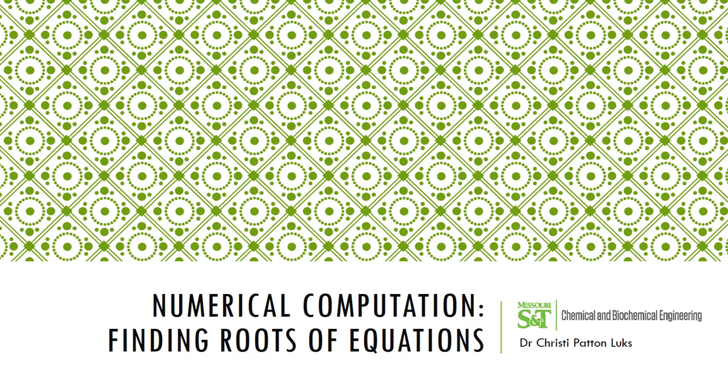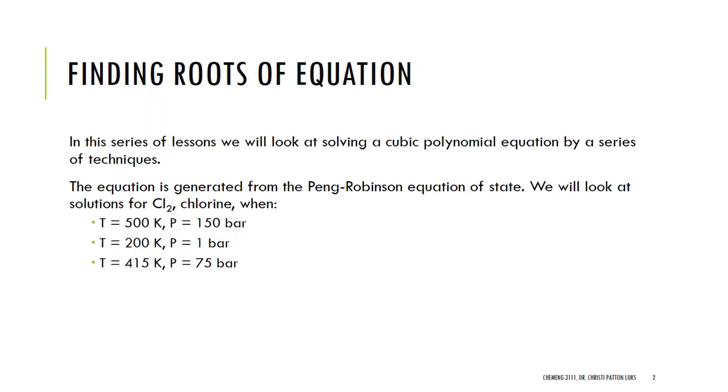In this set of video lessons, we're looking at techniques for numerically computing the value for roots of equations. And in this lesson in particular, we will be looking at the Regula Falsi method. So we are specifically looking at a cubic polynomial equation generated by the Peng-Robinson equation of state, and we are doing this for chlorine at 500 Kelvin and 150 bar.